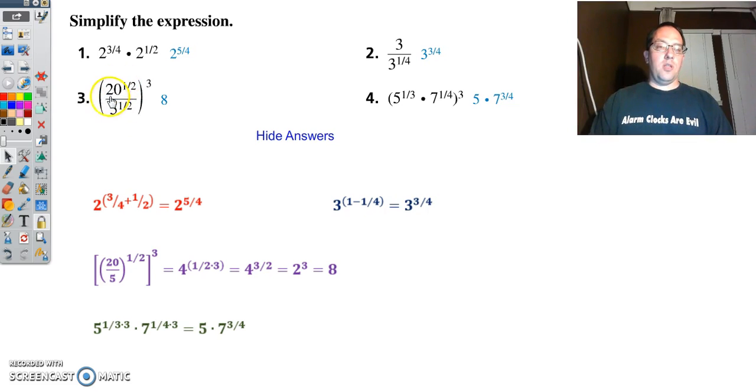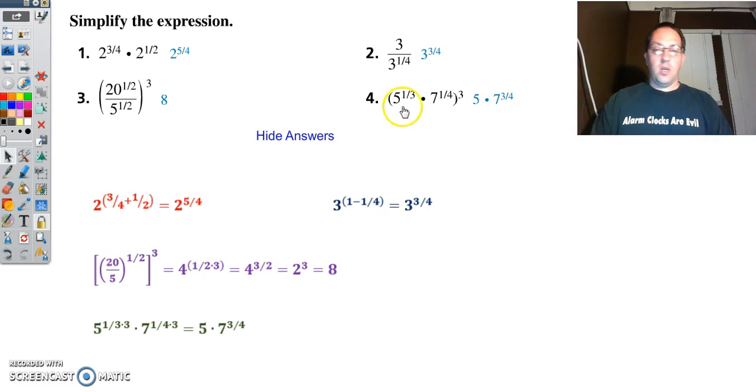On number 3, the bases are not the same, but the exponents are the same. So we can keep that 1/2 power, and we'll just divide the 20 by 5. So 20 divided by 5 raised to the 1/2 power cubed. Well, 20 over 5 is 4, and if you have a power raised to a power, you multiply them together. So 1/2 times 3, which is 3/2. Now here, if you remember, that denominator means to take the nth root. So in this case, the square root. And the square root of 4 is 2, and 2 cubed is 8.